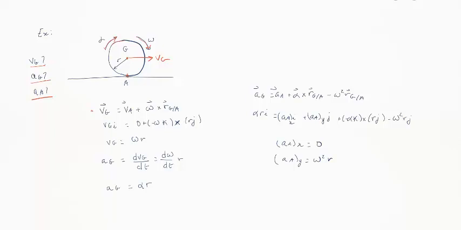So let's set the equation. VG equals VA plus omega cross RGA. We know VG is only in the I direction. The wheel is not moving upwards, it's only moving in the horizontal direction. So VA is 0, that's the instantaneous center. You can elongate here, you see it crosses here. 0 plus minus omega k cross RG. So VG is omega r. And AG is dV dt, which is d omega dt r. So we get AG equals alpha r.